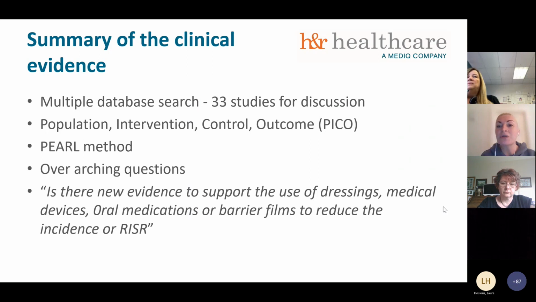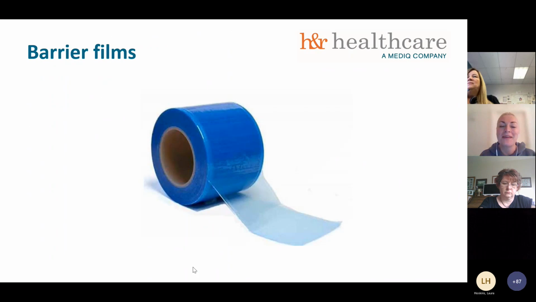They used different tools to break down the literature. They used the PICO method and the PEARL method to develop 3 overarching questions that they wanted to ask of the research. One of the questions was: is there new evidence to support the use of dressings, medical devices, oral medications, or barrier films to reduce the incidence of radiotherapy-induced skin reactions? I'm sure you probably all know the answer in your head at the moment.